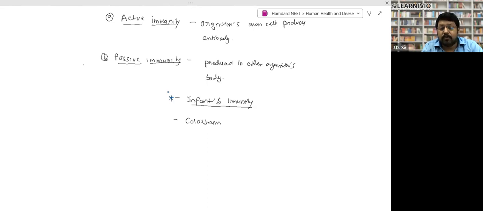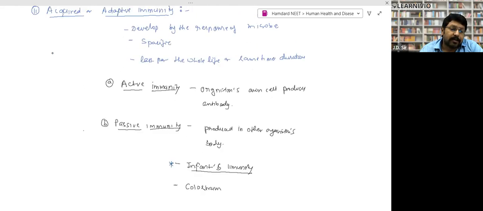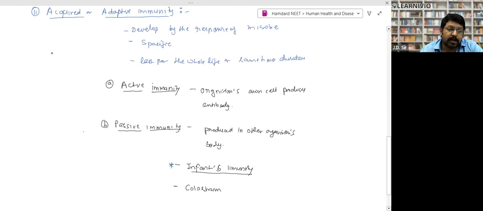When you give plasma or platelets to someone, that is also a kind of passive immunity, right? So acquired or adaptive immunity can be active or passive. Active immunity develops in our own body, and passive immunity develops in someone else's body. We take it from someone else's body.